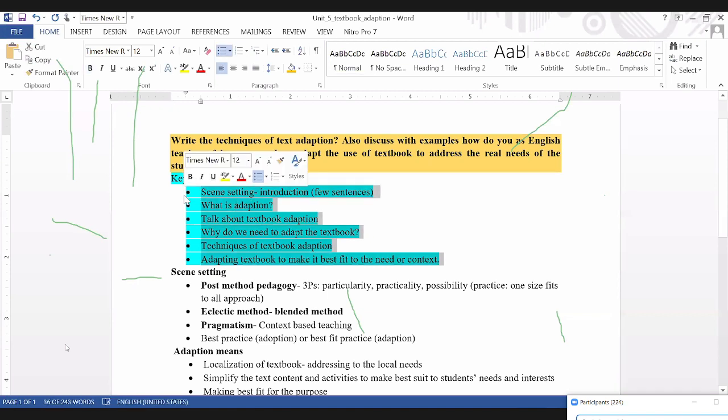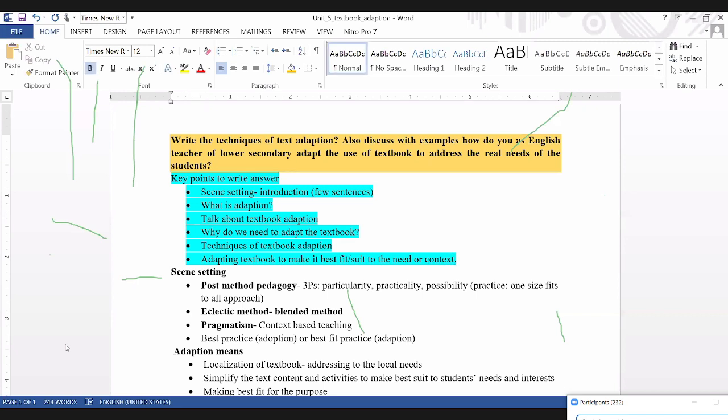Within this frame we can write our answer, like scene setting, or this is just an introduction, a few sentences we can write. We can talk about adaptation, then talk about textbook adaptation. Why do we need to adapt the textbook? Techniques of textbook adaptation: adapting the textbook to best suit the need and context, best fit, to the needs of the students or the context of learning. So if we mention these things in the answer, then I think it will be okay.